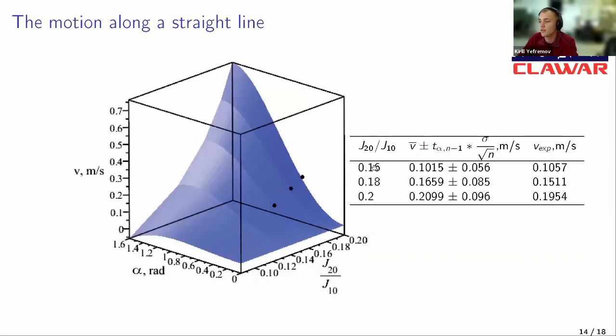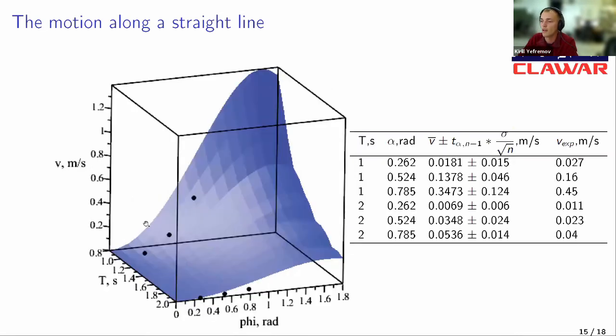Here you can see the change of moment of inertia for 2 pills, for 3 pills, and 4 pills. This is average velocity with confidence intervals, and this is the numerical experiments velocity.